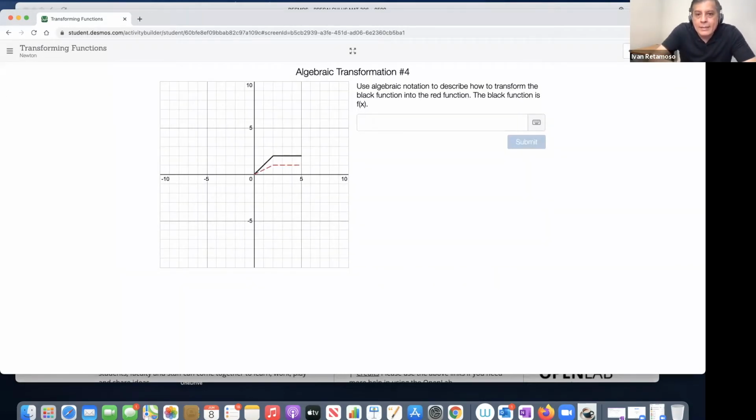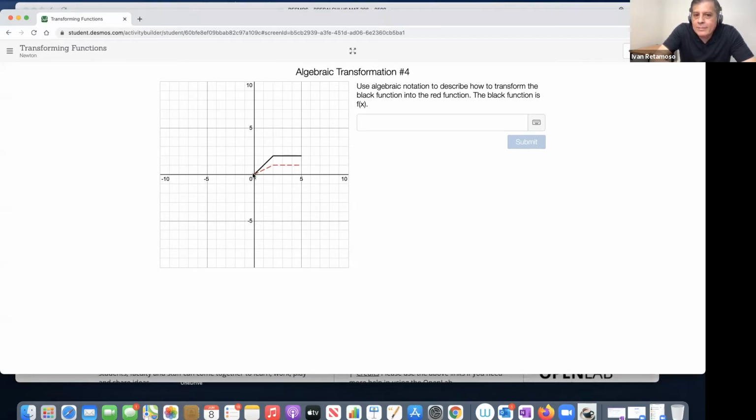Another one. Use algebraic notation to describe how to transform the black function into the red function. And feel free to play around, right? Clearly, again, we are talking about a vertical stretch, right? Vertical stretching.